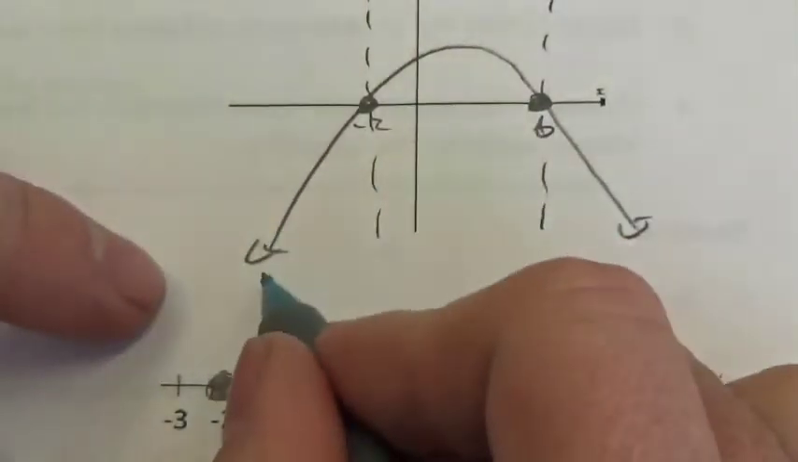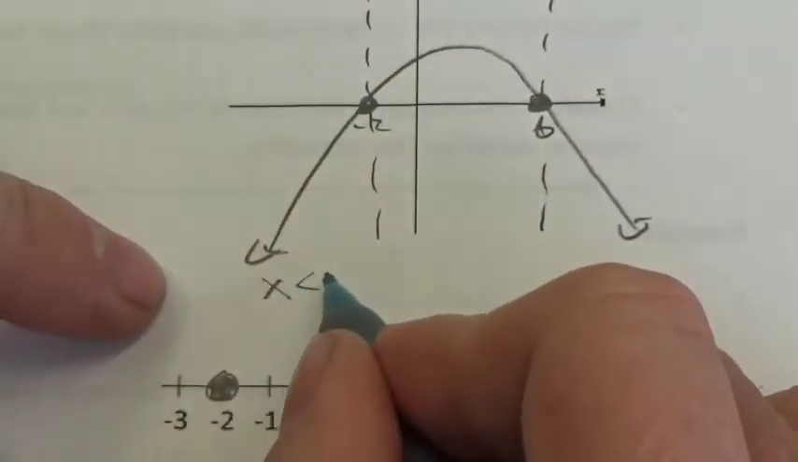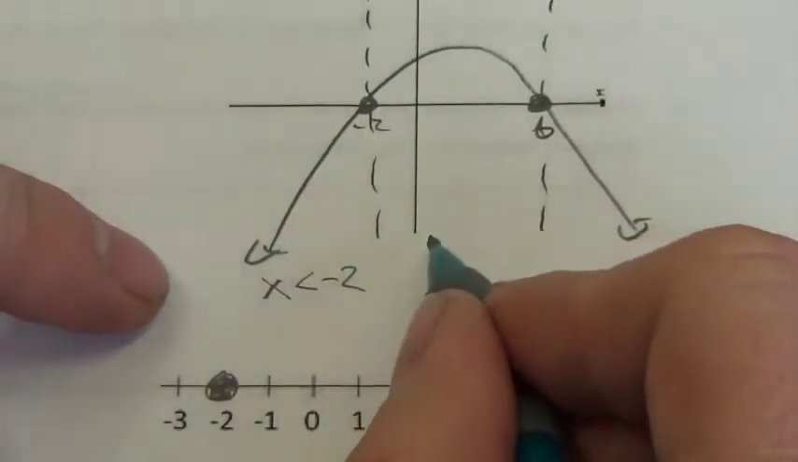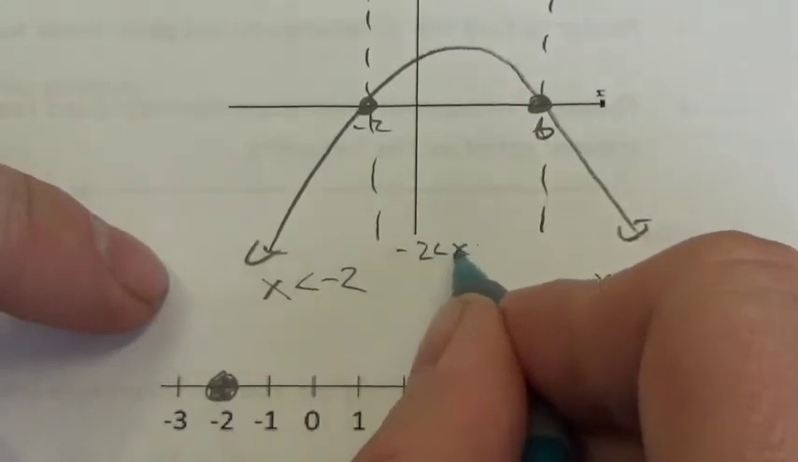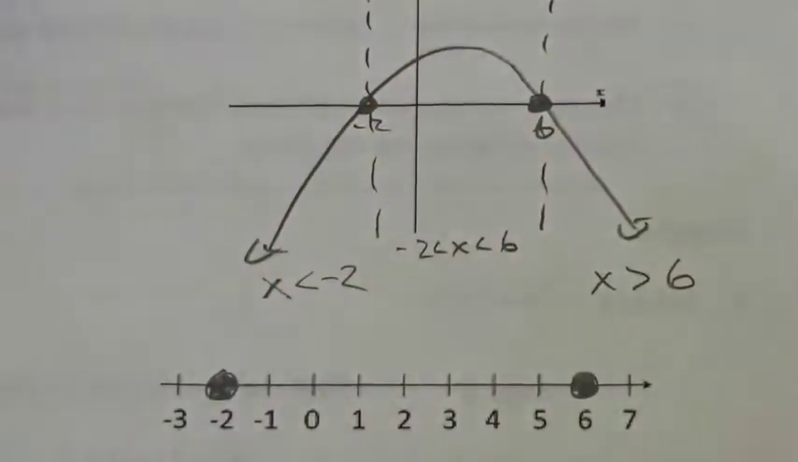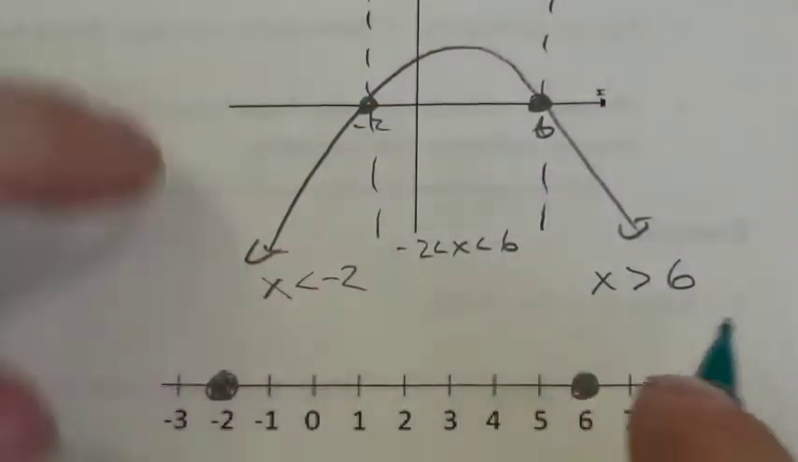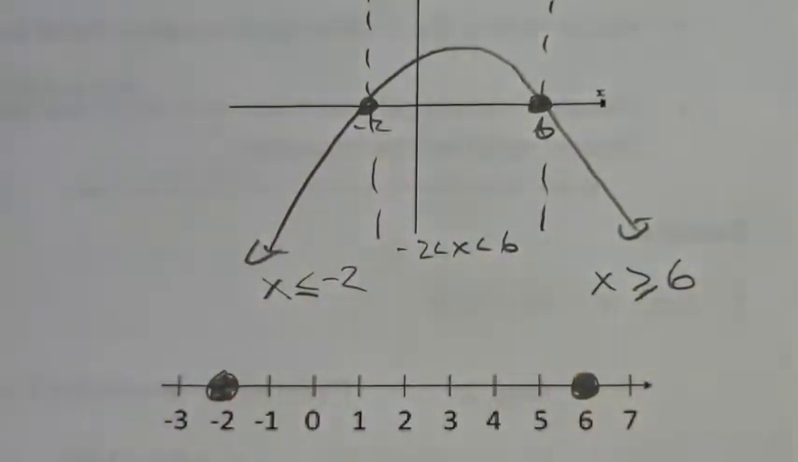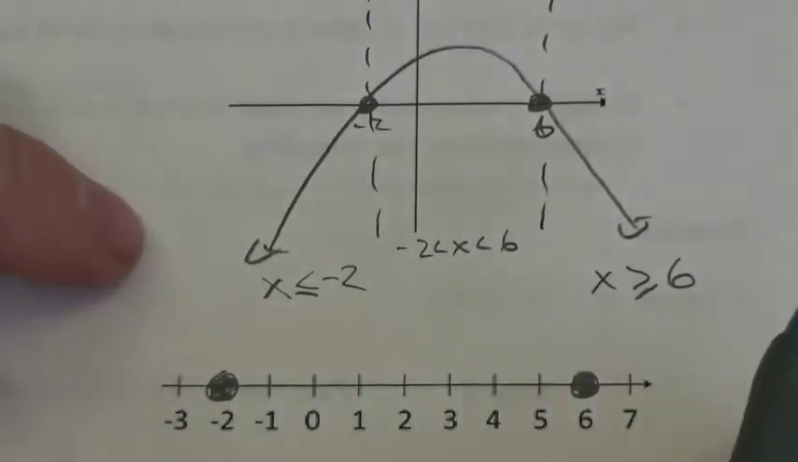I didn't write those out this time, but I'm hoping you're seeing that that is x less than negative 2. Out here, x is greater than 6. It's this negative 2 to 6. I'm not using that part right here. I'm just using these outside parts here. And because of the or equal to in the question, I would include the negative 2 and the 6 here.